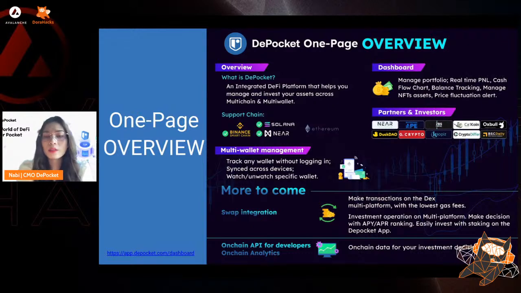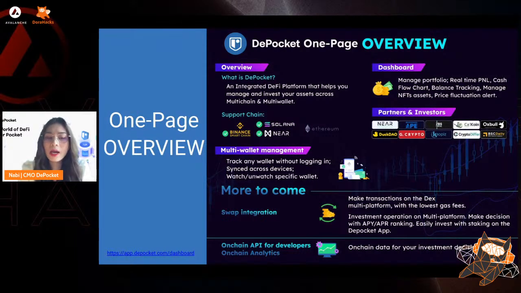More to come. On DePocket, we have investment operations on multiple platforms. We support you in making decisions with APY ranking. For example, we list the interest rates on PancakeSwap and Winners, and you can compare: the interest rate on PancakeSwap is 12%, but on Winners is 20%. So you can choose the pool with the higher interest rate, which makes it easier to invest and stake on the DePocket app. More to come.